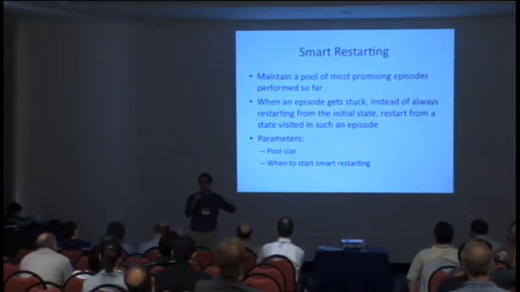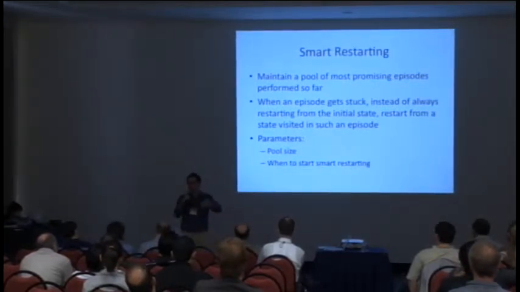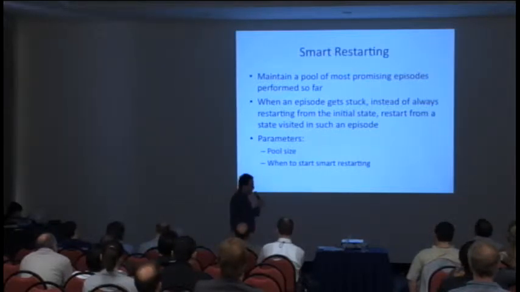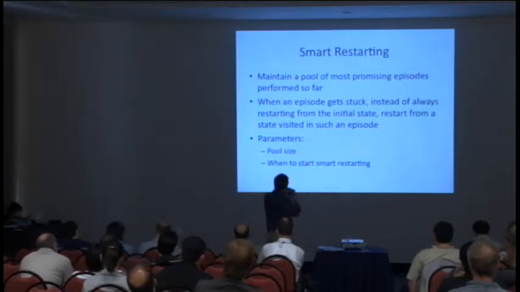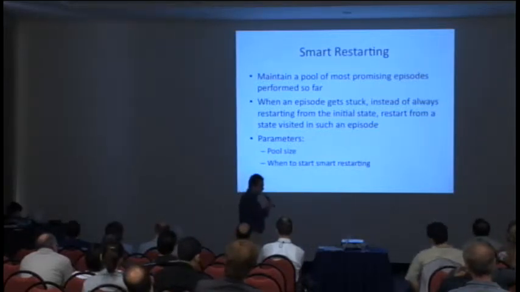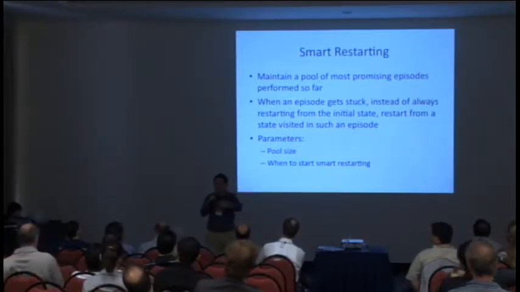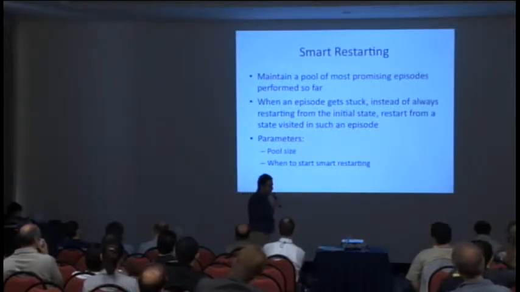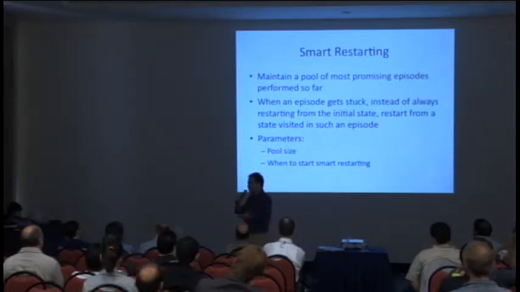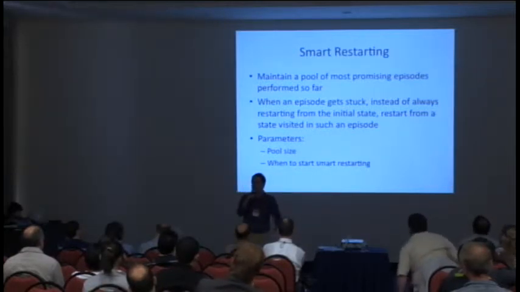We maintain a pool of the most promising runs we have seen so far. A run is more promising if it reaches a lower heuristic value. Then, instead of restarting from the initial state, we restart from a state visited by one of the runs inside the pool, and we choose that state completely randomly. Here we have two key parameters. One of them is, of course, the pool size, how many runs you want to keep. Another one is, when do you want to start your smart restarting? Because if you start from the beginning, it gets heavily biased towards the first runs that you had. So usually we start with very simple basic restarting, and then we switch on smart restarting after a while.